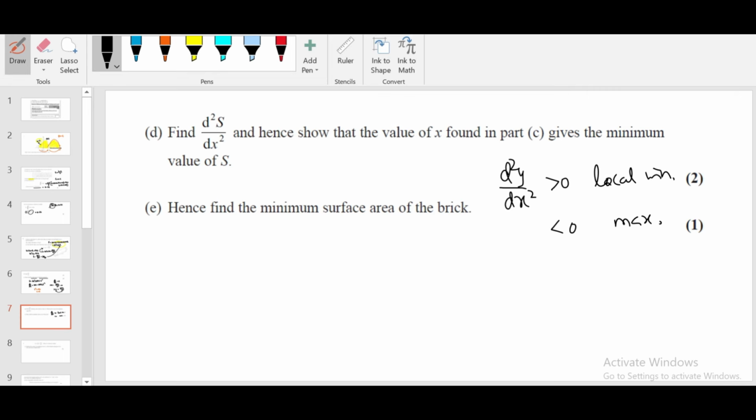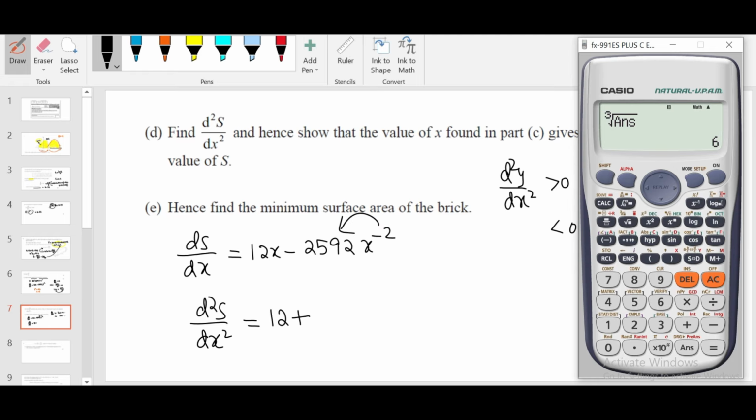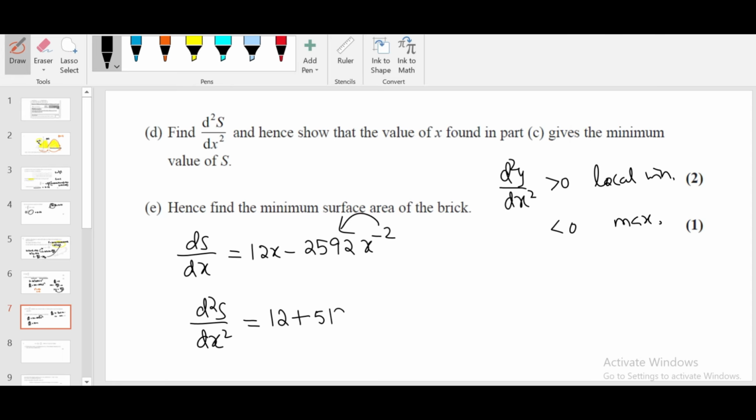So first let's take ds by dx and find the second derivative. ds by dx we got is 12x minus 2592 x power minus 2. Differentiate it one more time. You will get 12x becomes 12. Here you put the power in front, so it becomes plus 2592 times 2. 2592 times 2 is 5184. 5184 x power minus 3.